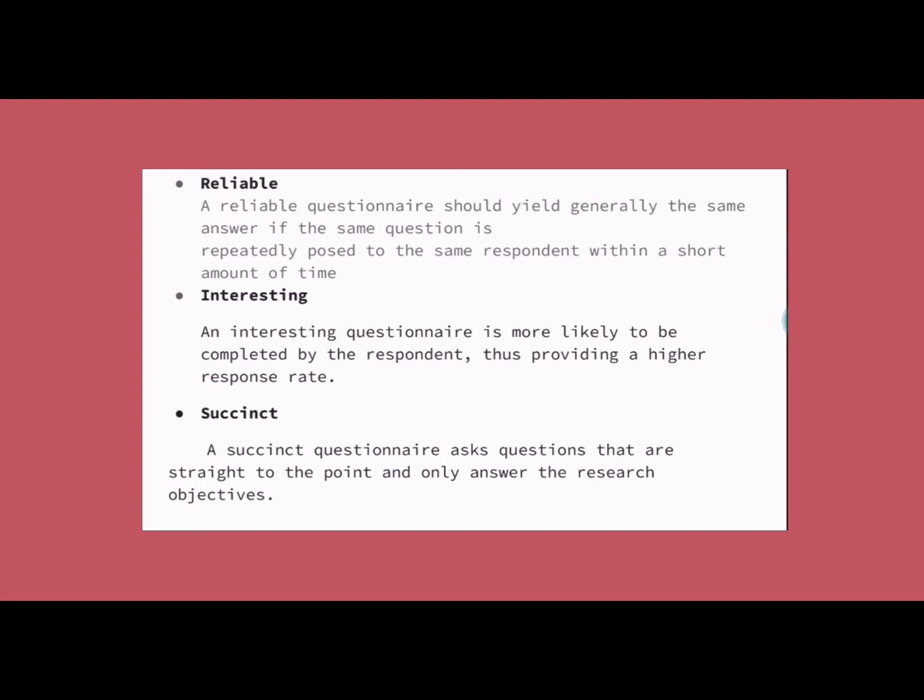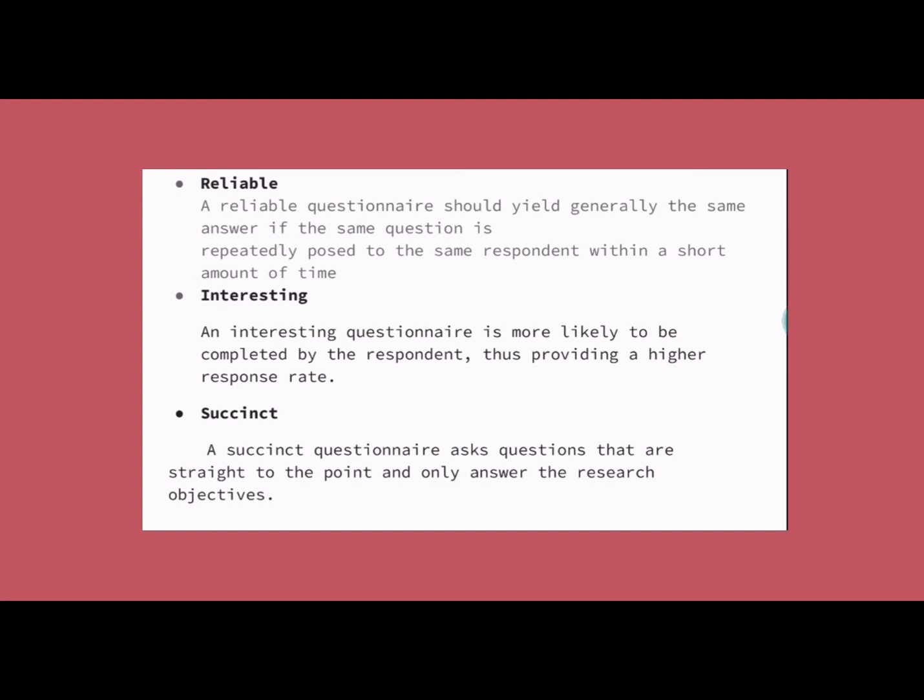A succinct questionnaire asks questions that are straight to the point and only answer the research objectives. Ang mga tanong na hindi na connected sa iyong research should be excluded. But some researchers tend to cast the net wider, asking more questions so they can collect more data or information, even if the information is directly relevant to the research or not. Pero mangyayari lang ito kapag hindi niya alam ang kanyang layunin or goal.